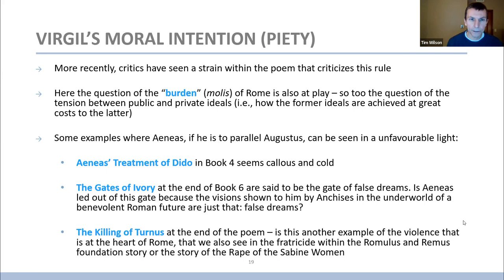Another episode is at the end of book six. Remember I mentioned that in book six, Aeneas descends into the underworld. As he's exiting the underworld, he's first given a vision of the greatness of the line of Roman rulers that will descend from him, leading up to Augustus, and how this is all going to be great. However, as he's exiting, we are told that he exits via the gates of ivory, and the gates of ivory indicate the gate of false dreams, as opposed to true dreams.